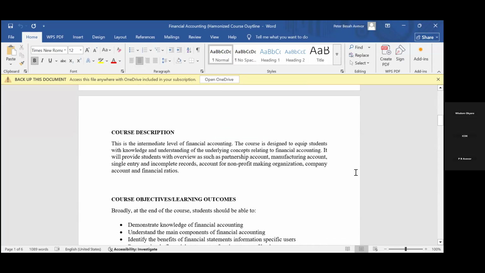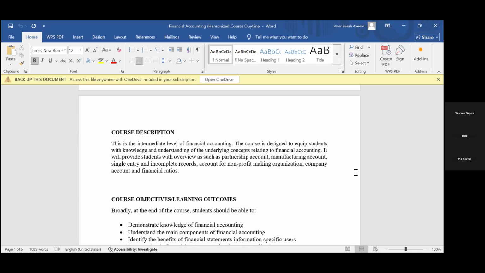The course description. This is an intermediate financial accounting course with topics that you are going to undertake. It is designed to equip you, the students, with knowledge and understanding of the issues underlying the concepts relating to the financial accounting that we are about to study.